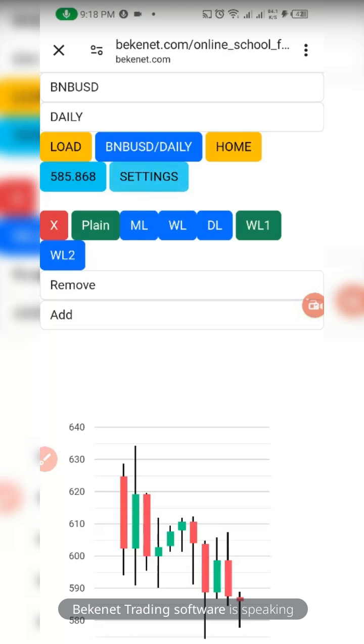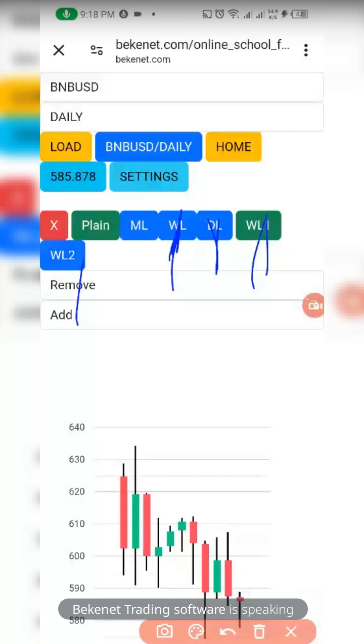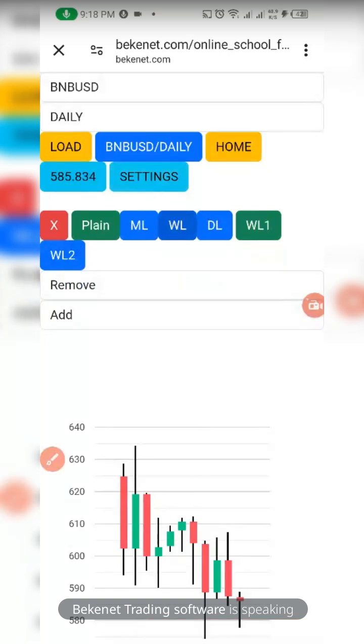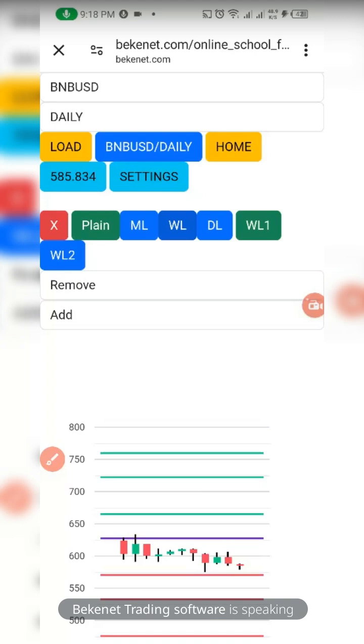Then you click settings. Under this setting, me personally, I love using weekly, but we have the daily, we have the previous week, we have this. It's only when the price is not clear here that I can go to this and get a clearer view. But 90% of the time, I always use WL, which is the weekly. So I'm going to load this now. Once I load this, it's going to print out everything for me.